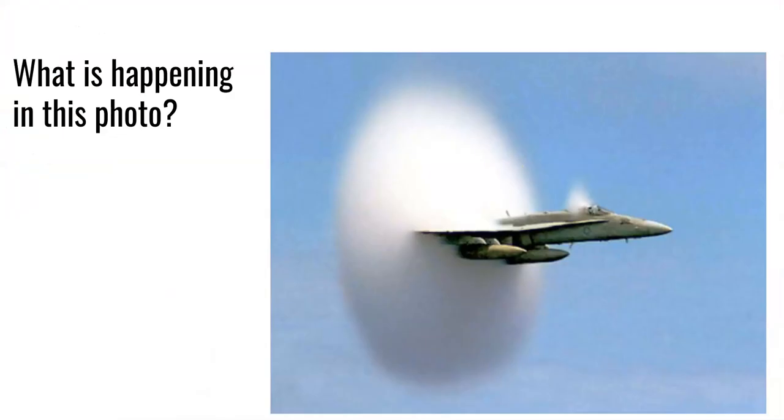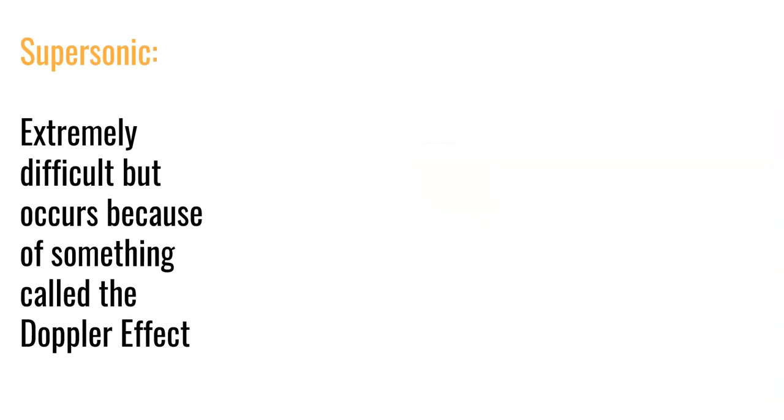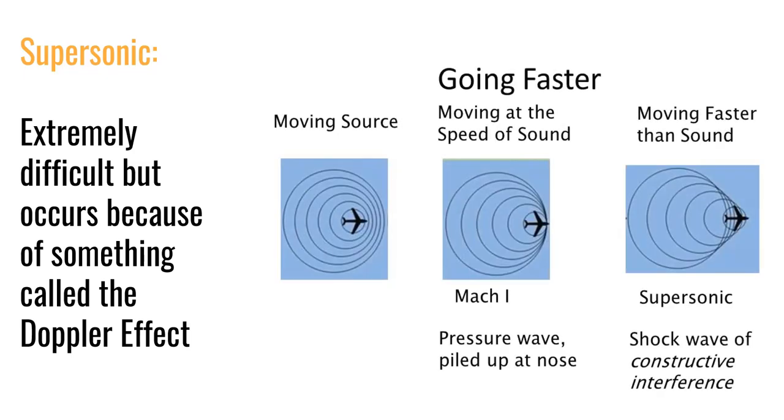Okay, so what is happening? Maybe you can pause the video and have a think about what is happening in this particular image. It is a bit of a wild image of that aircraft moving. What's actually happening is we have a phenomenon called supersonic flight, or a sonic boom. It's very difficult, but it occurs because of something related to the Doppler effect.